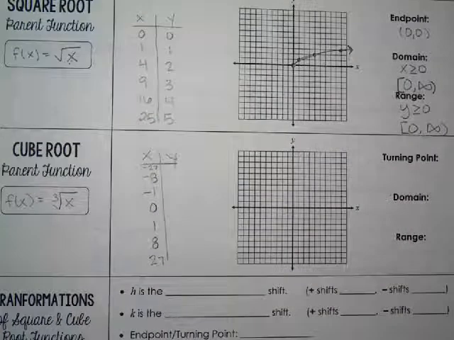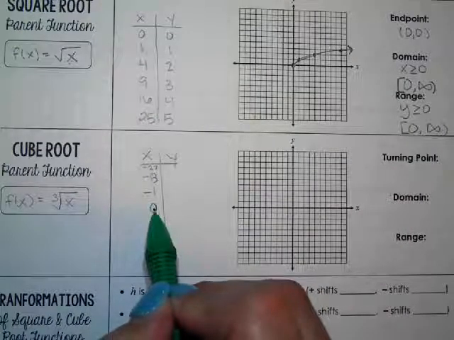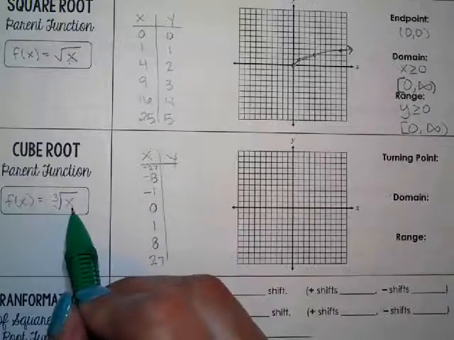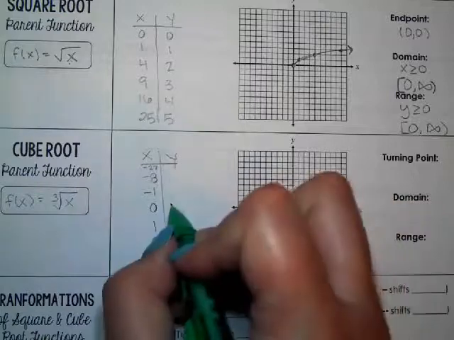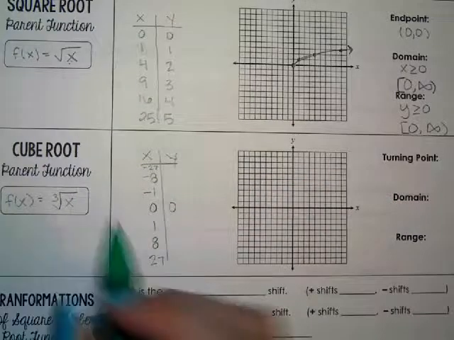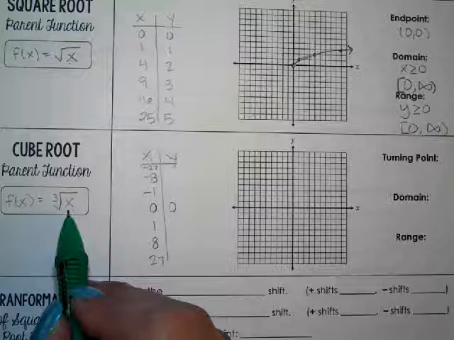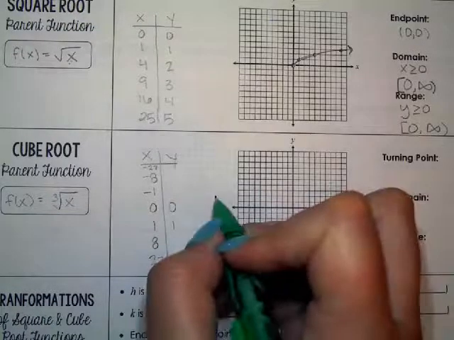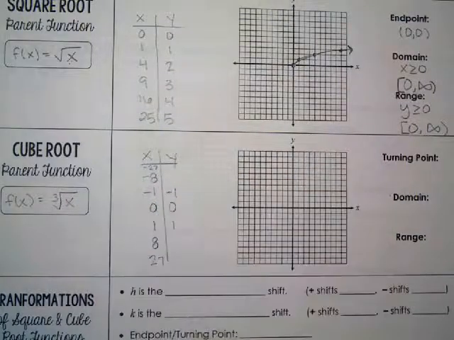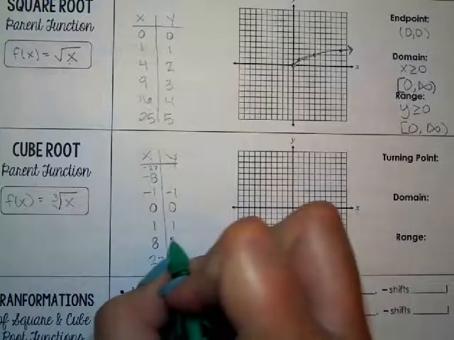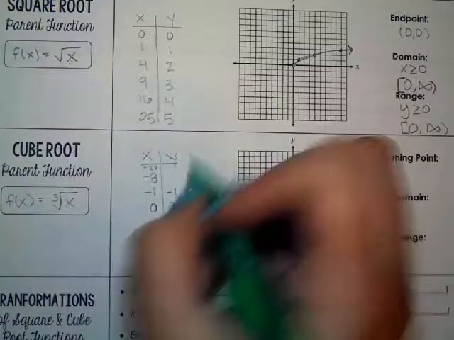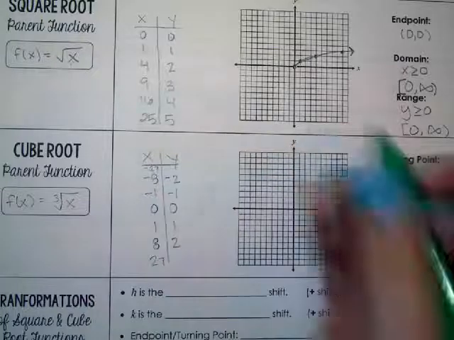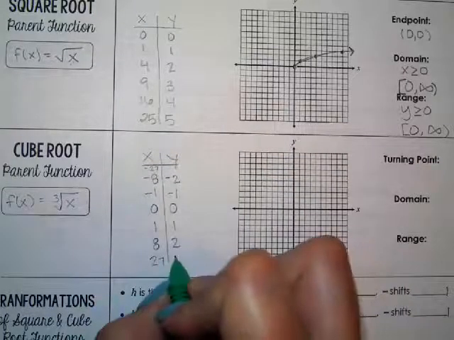All right, so the cube root of 0 is 0. Yeah, 0 times itself 3 times is just 0. What's the cube root of positive 1? What's the cube root of negative 1? Negative 1. Okay. What's the cube root of 8? 2. What's the cube root of negative 8? Okay. What's the cube root of 27? What's the cube root of negative 27?